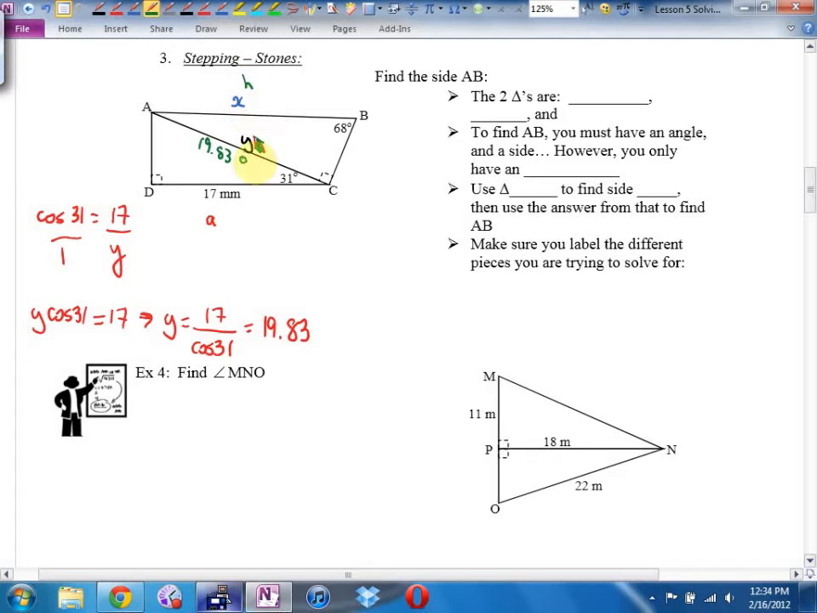Which trig function now? Sine. What always goes next to the trig function? The angle, 68, equals opposite over hypotenuse. Hey, cross multiply, what's X?